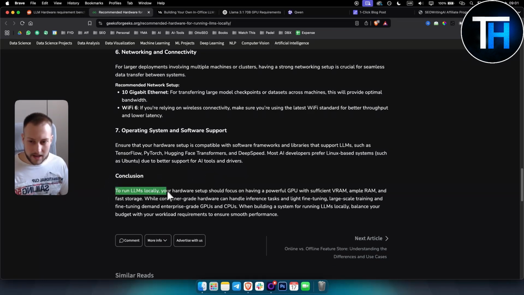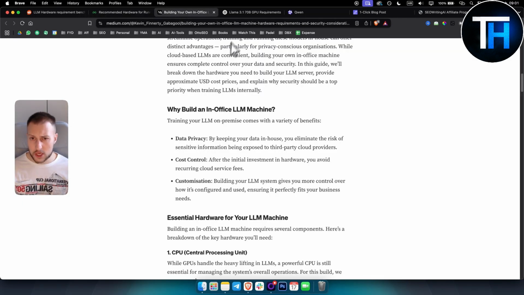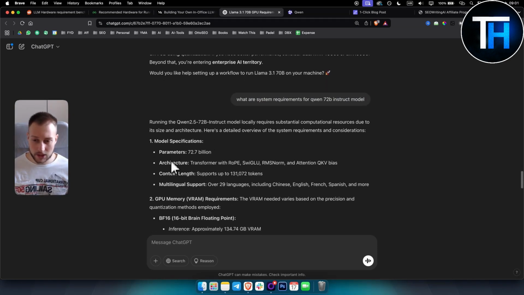Now, as you can see, to run LLMs locally, your hardware setup should focus on having a powerful GPU with sufficient VRAM, ample RAM, and fast storage. But again, it depends on which type of LLM you're running. So hopefully this answers your question. I know it's kind of all over the place, but if you have any specific comments, you can comment below, and I would be able to answer that question for you.